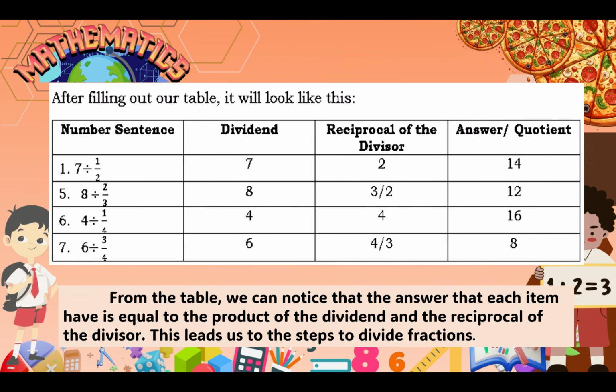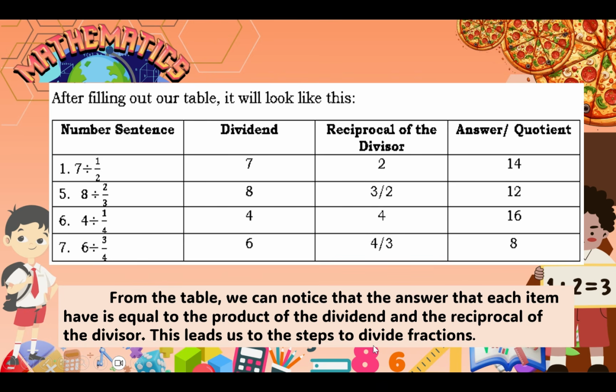From the table, we can notice that the answer that each item have is equal to the product of the dividend and the reciprocal of the divisor. Let's say, for example, 7 times 2 equals 14. This is the reciprocal. 8 times 3 equals 24 divided by 2 equals 12. 4 times 4 equals 16. 6 times 4 equals 24 divided by 3 equals 8.